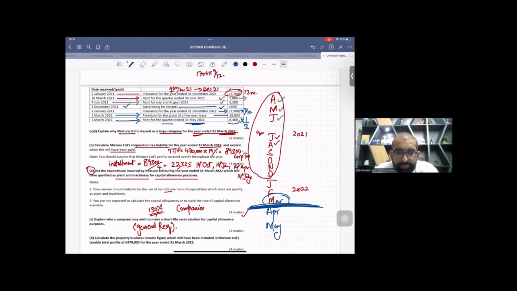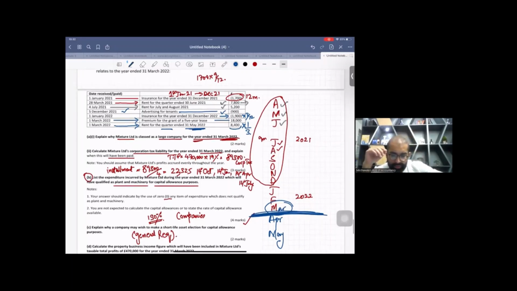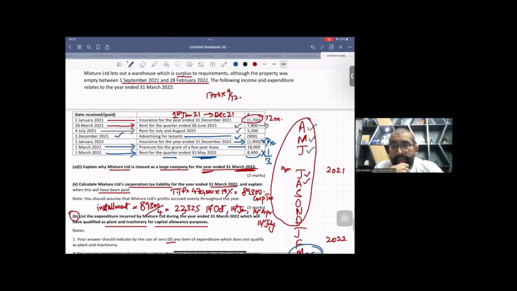Please read this. I request you to read this again. This part is technical. This property income is a technical area. If you don't have a good grip on the accruals concept, then you can make mistakes here.